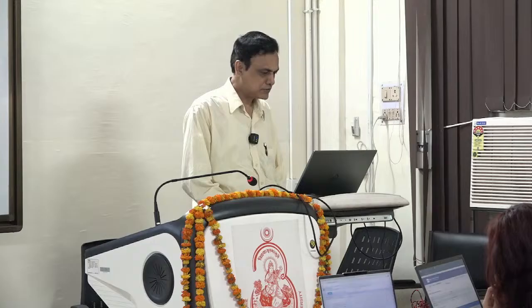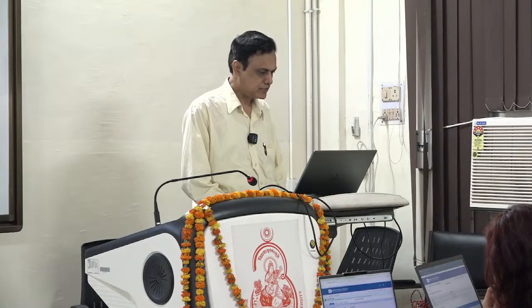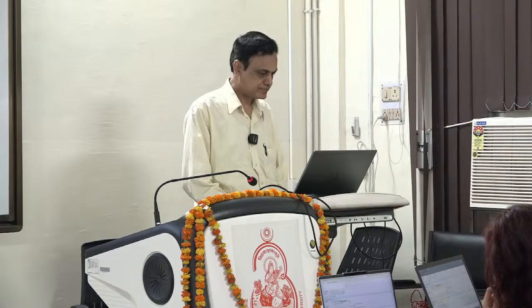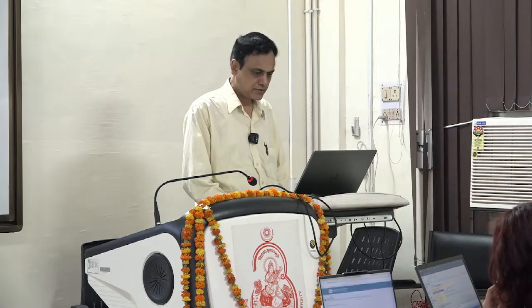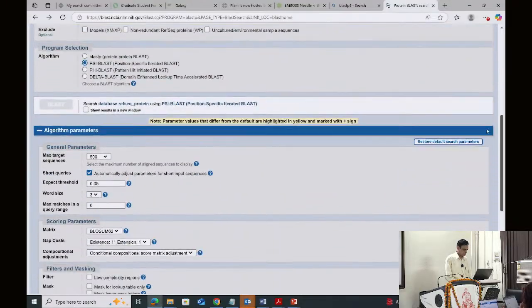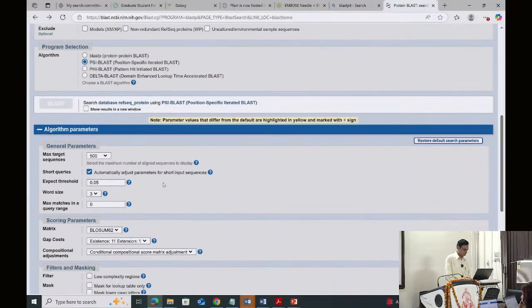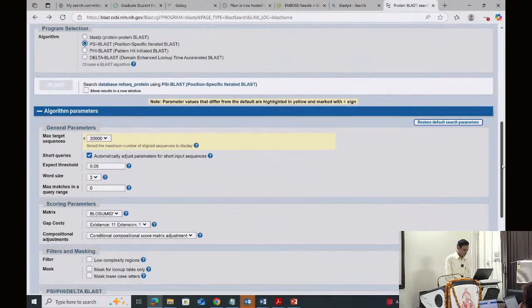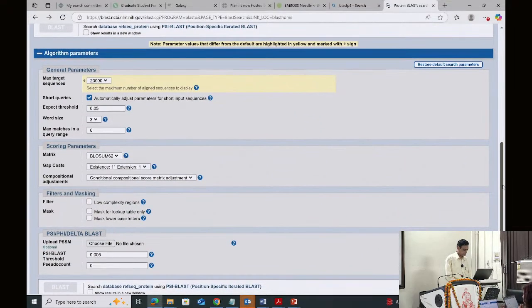Okay, at this point, because of the time, I will change it from non-redundant to RefSeq. And then, this is good, good, and good. Maximum target, I will make it 20,000. Okay, and all this is good.